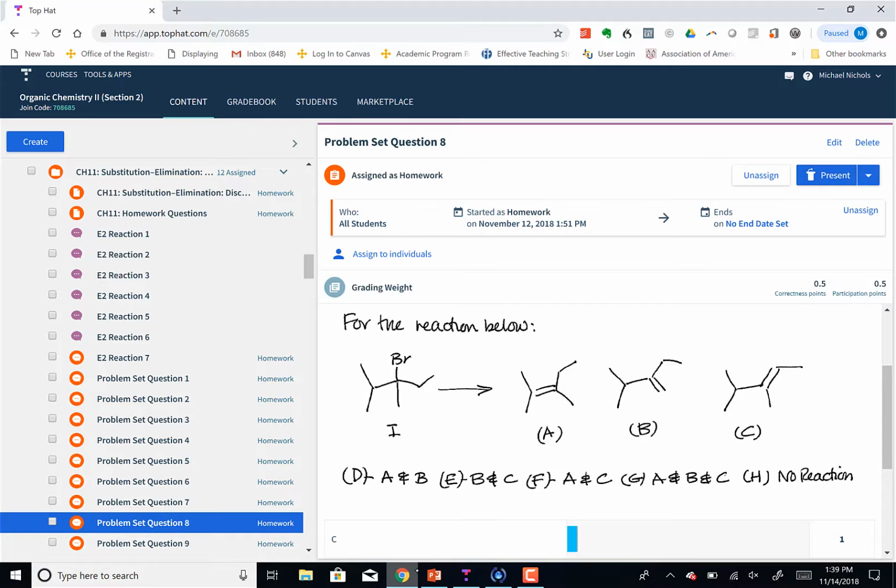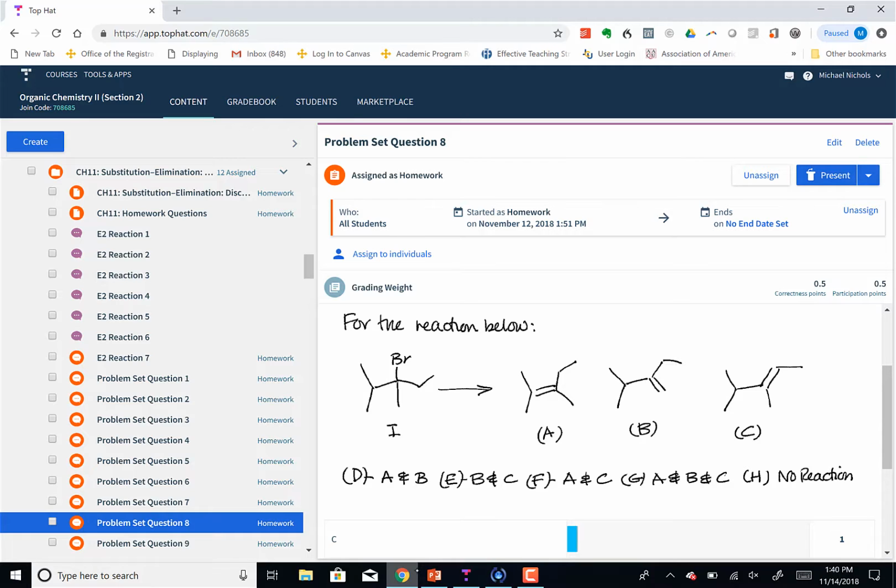Would it also be A with SN1 if we had to do it, or no? Good question. So this would be the major product if this was E1, because E1 and NH2 minus will give the same products most of the time. Not all the time, but most of the time.